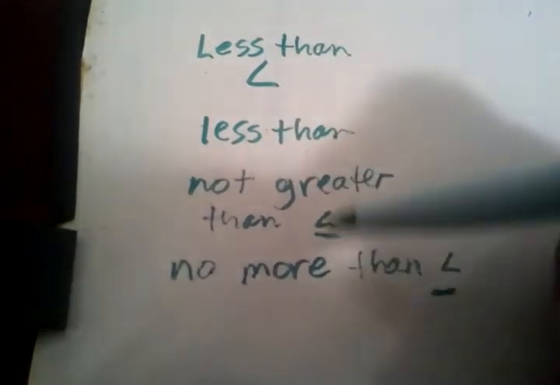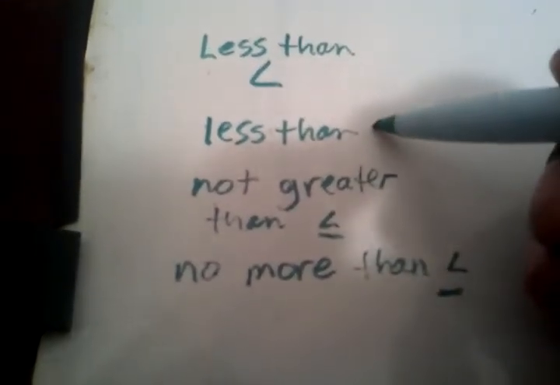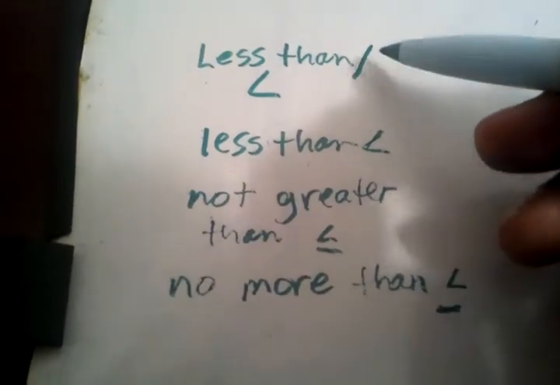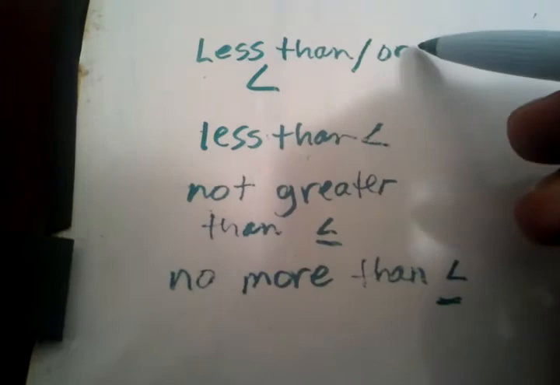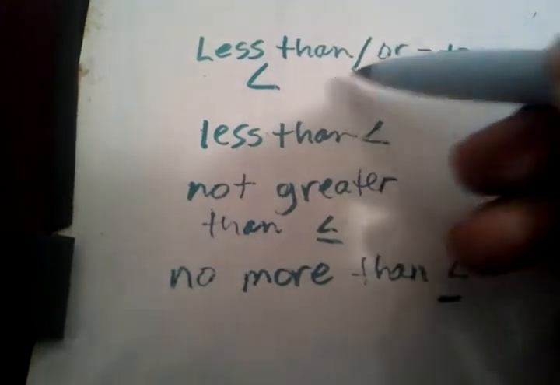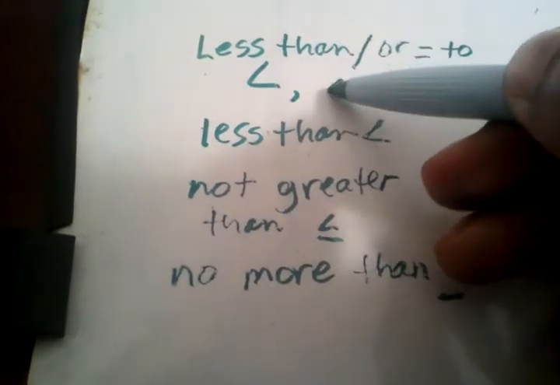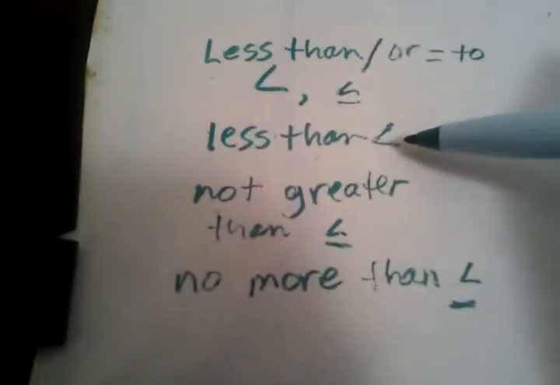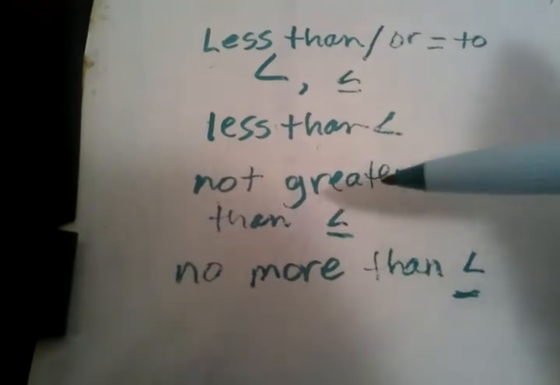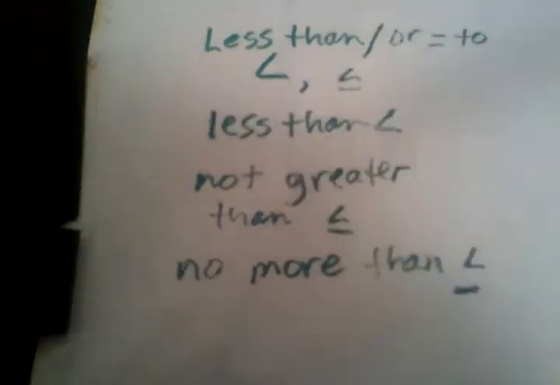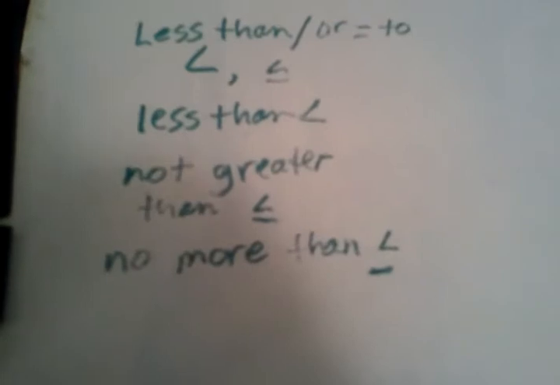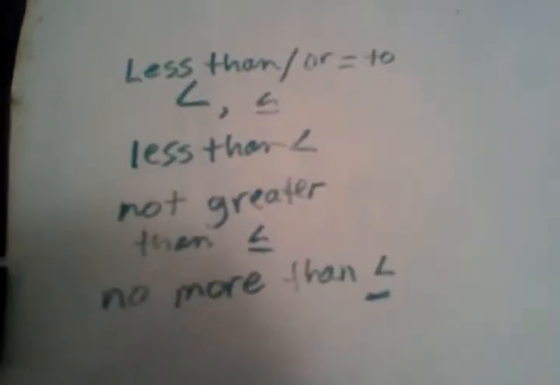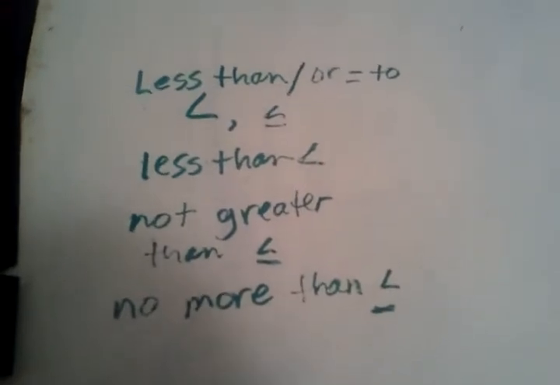So these are the ones, well, let's just do it this way. Let's put this as a less than. And then we'll put up here slash or equal to. So it'll be this or less than or equal to. So if you see less than, it's going to definitely just be less than. If it says not greater than, it'll be less than or equal to. But if it says no more than, it'll also be less than or equal to.